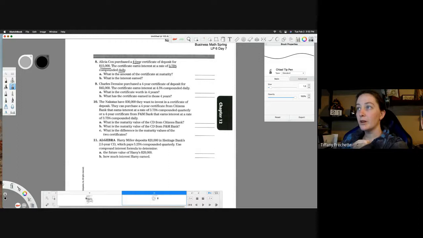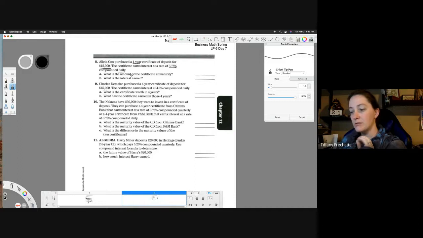You're going to go to the 4-year column, daily in the 4-year column, and then go down to where the 3.75 row is. And that's your amount per dollar. And she's putting $15,000 in. So we're going to multiply by 15,000. And that'll give us the amount we have right now at maturity. So after 4 years, that's how much we'll have. And then we simply subtract that amount from what we put in to get our interest earned. Okay, same thing. Haven't changed really anything there at all.